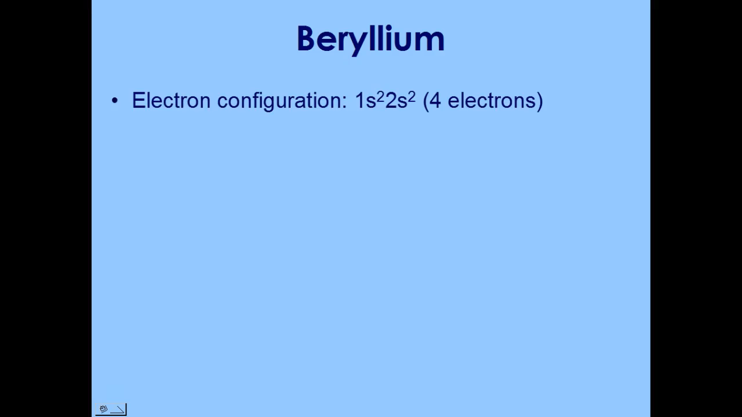So I'm going to show you a couple of examples with 2 elements. We're going to look at all of beryllium's electrons, and we're going to look at sulfur's valence electrons. Beryllium, if we were going to write its electron configuration, has 4 electrons, the first 2 going in 1s, the second 2 going in 2s.